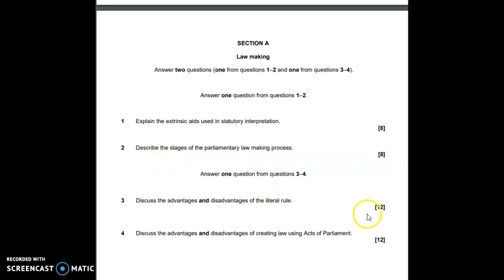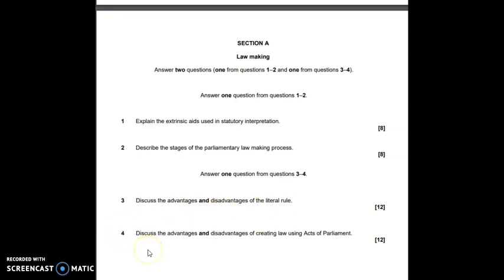Whereas the 12 markers, again, you just pick one or the other, are more evaluative. They're asking you to discuss advantages and disadvantages. And that's a higher level skill than just explaining and describing, hence why it's worth slightly more marks. Your options here are to discuss the advantages and disadvantages of the literal rule, and this is the one that we're going to focus on shortly in the video.